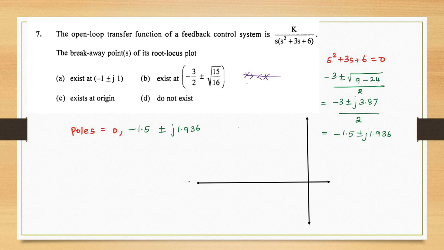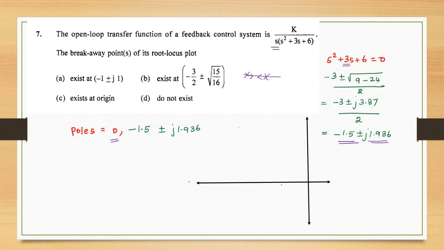So first of all, I am going to find out how many poles are in this transfer function. Poles: first pole 0. Second, how to find out: s square plus 3s plus 6 equal to 0. So minus b, minus 3 plus or minus square root of 9 minus 24 divided by 2. Minus 3 plus or minus square root of minus 15. The value is j 3.87 divided by 2. So minus 1.5 plus or minus j 1.936.